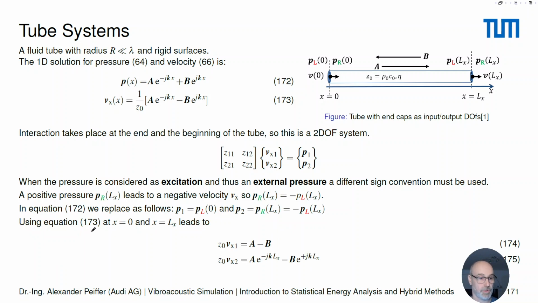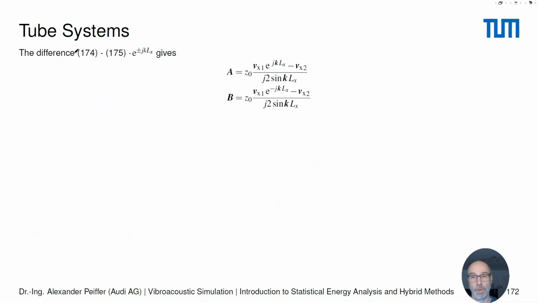So we just use the results at x at 0 or x = Lx, and then we would get those expressions from the second equation here for the velocity. When we take the difference of both equations and multiply by the following exponential functions, we would exactly create the solutions for A and B. And these were the only unknown components in our given equation.